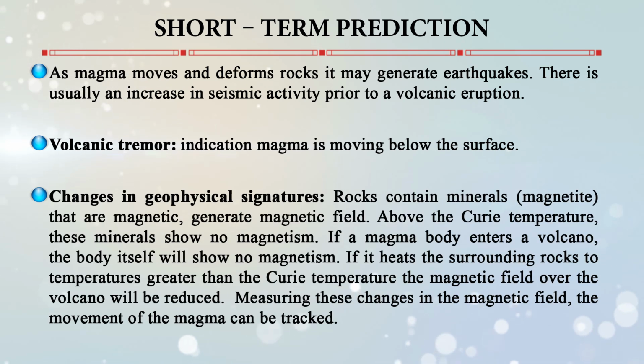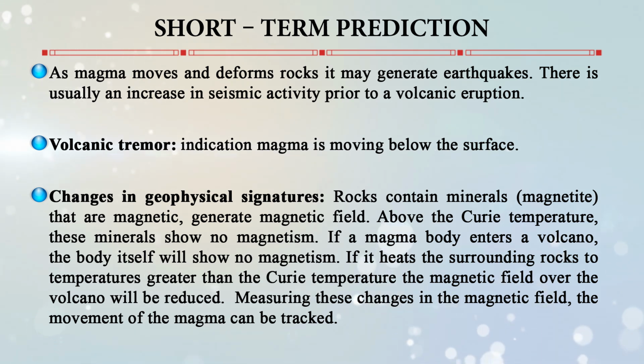Then there can be changes in geophysical signatures. For example, rocks contain minerals which are magnetic, for example magnetite, that can generate a magnetic field. We know that above the Curie temperature, these minerals show no magnetism. If a magma body enters a volcano, the body itself will show no magnetism.